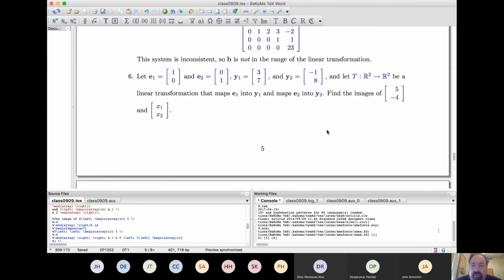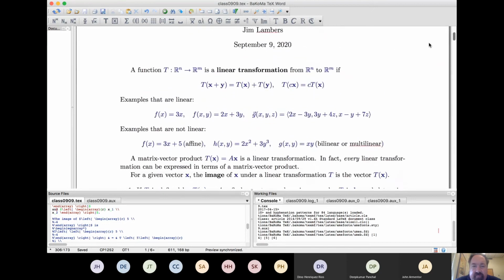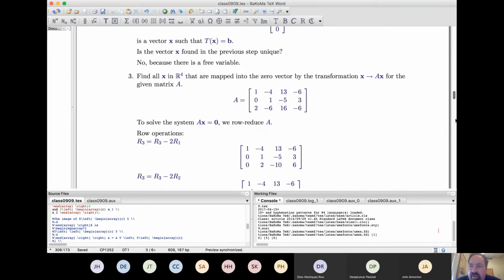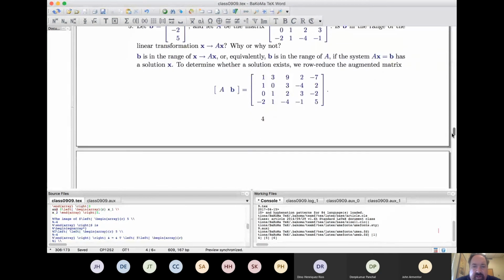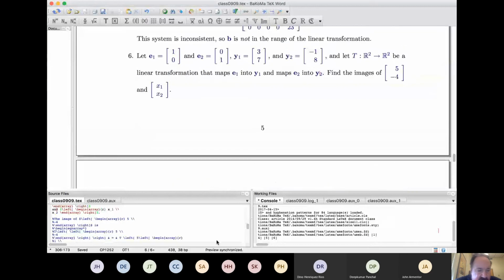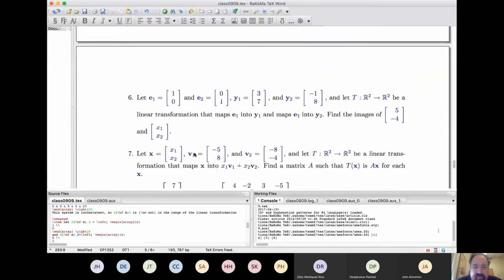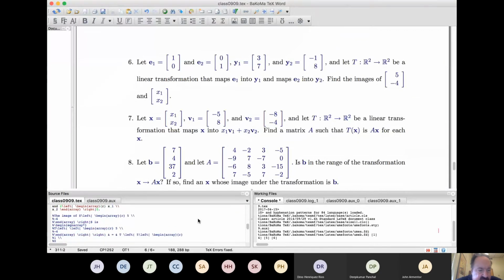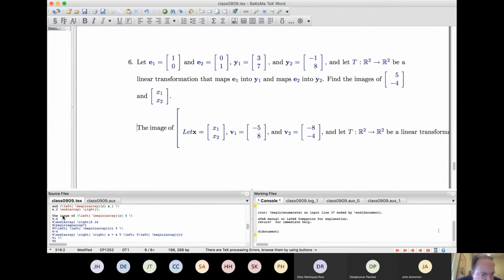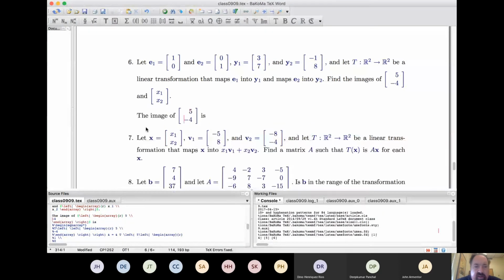So what we'll do is use the properties of a linear transformation that are given here. I'm going to be making heavy use of these to work out this problem. All right, let's get this onto a new page. All right, so we want the image of 5, -4.